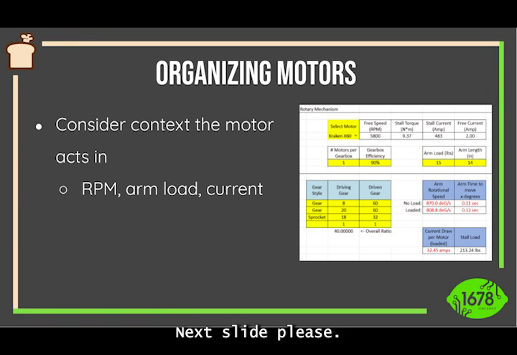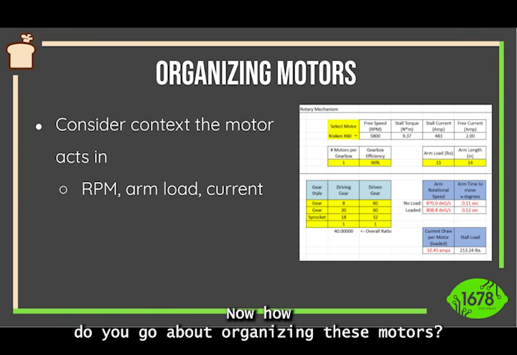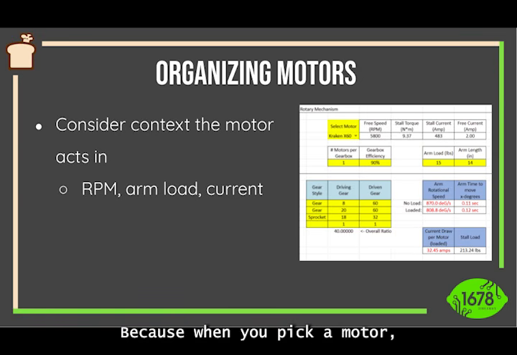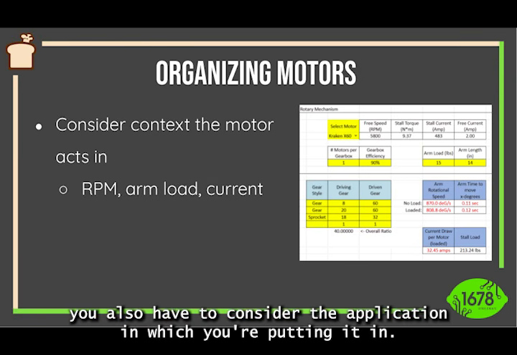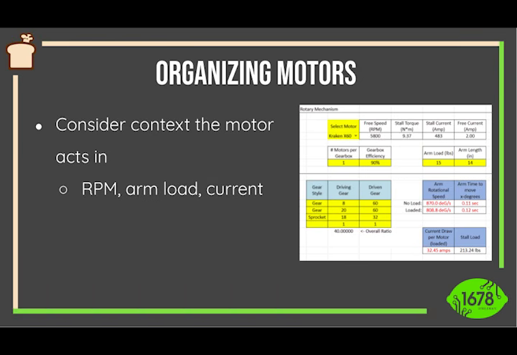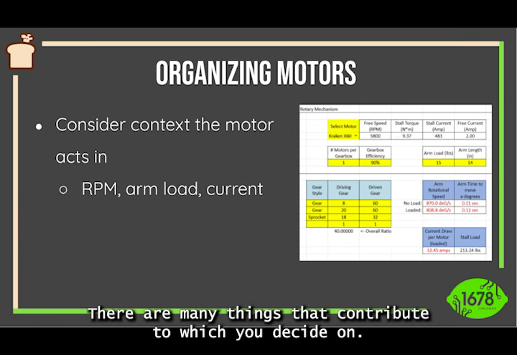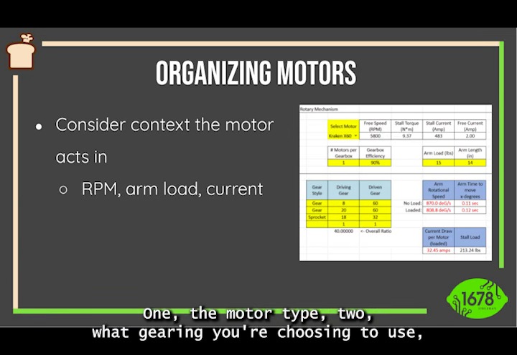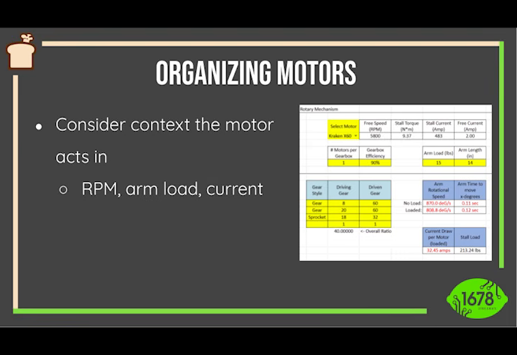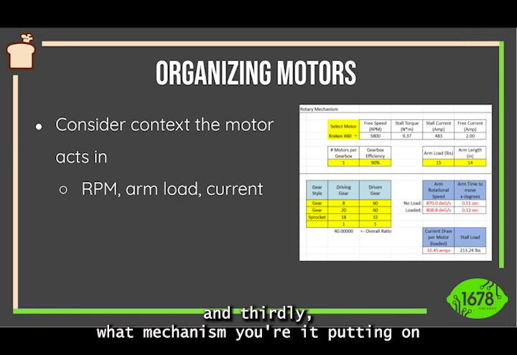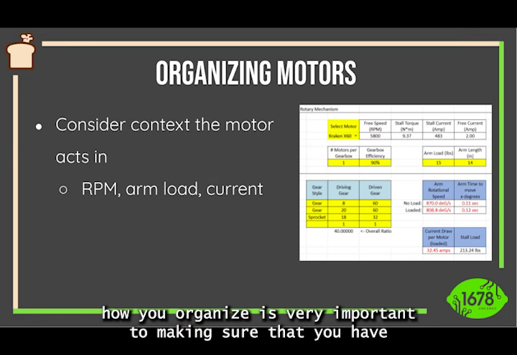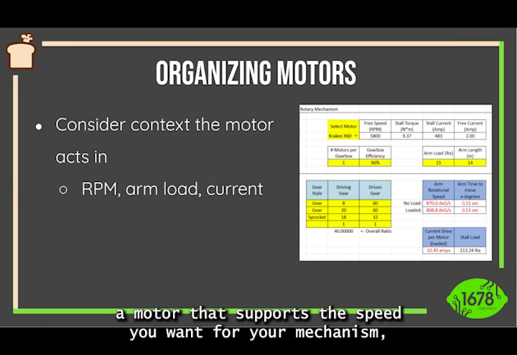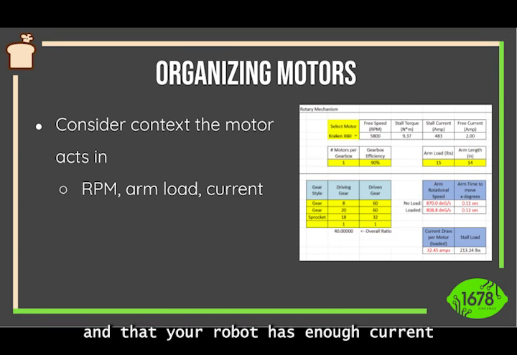Now, how do you go about organizing these motors? Because when you pick a motor, you also have to consider the application in which you're putting it in. There are many things that contribute to which motor you decide on. One, the motor type. Two, what gearing you're choosing to use. And thirdly, what mechanism you're putting on. Having this organized is very important to making sure that you have a motor that supports the speed you want for your mechanism and that your robot has enough current to power that.